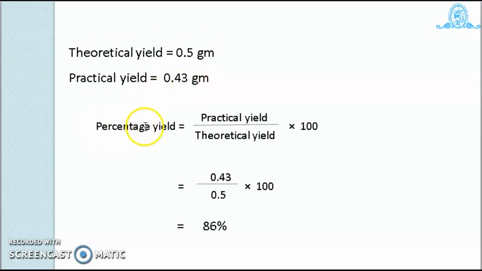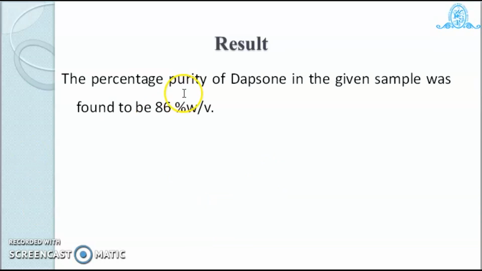Now we will proceed to the percentage yield. The formula for percentage yield is practical yield upon theoretical yield into 100. So put in the practical yield 0.43 and the theoretical yield 0.5. By calculating this, we get the final answer of 86%. So students, we can conclude the result for part 2: the percentage purity of Dapsone in the given sample was found to be 86% weight by volume.